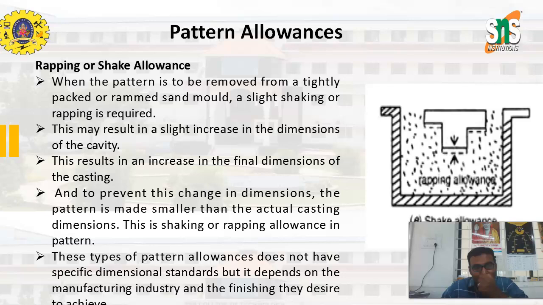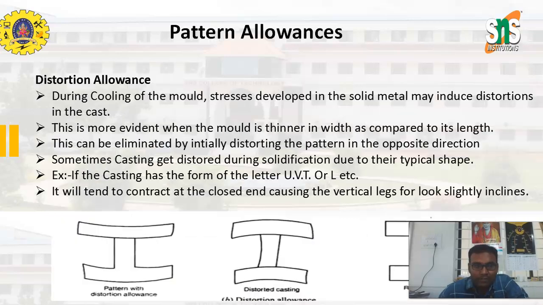Next one is the rapping or shake allowance. When the pattern is to be removed from a tightly packed or rammed sand mold, a slight shaking or rapping is required. This may result in a slight increase in the dimensions of the cavity. This results in an increase in the final dimensions of the casting. To prevent this change in dimension, the pattern is made smaller than the actual casting dimension. This is shaking or rapping allowance in the pattern. This type of pattern allowance does not have specific dimension standards, but it depends upon the manufacturing industry and the finishing they require.